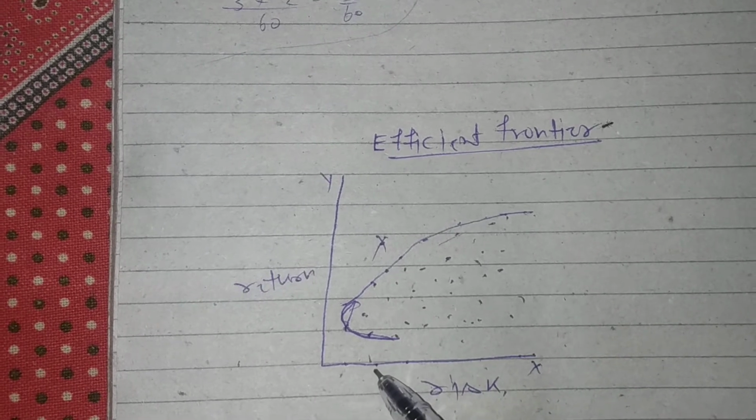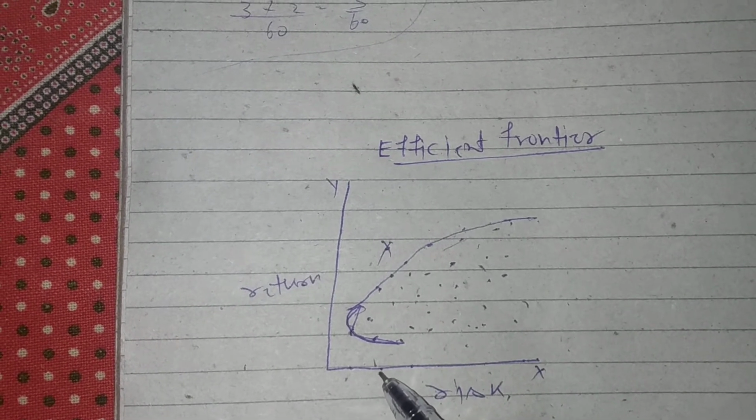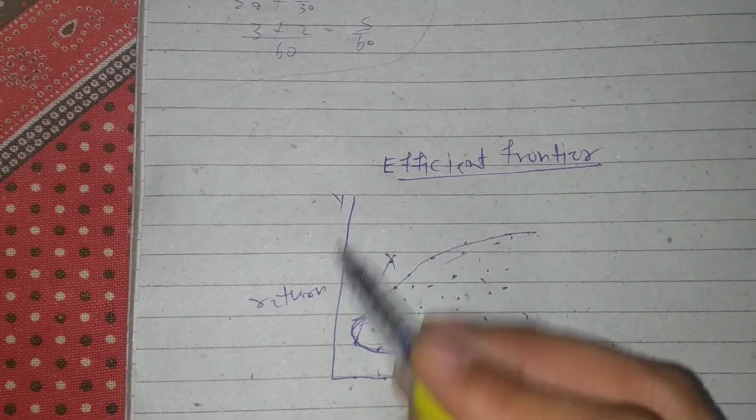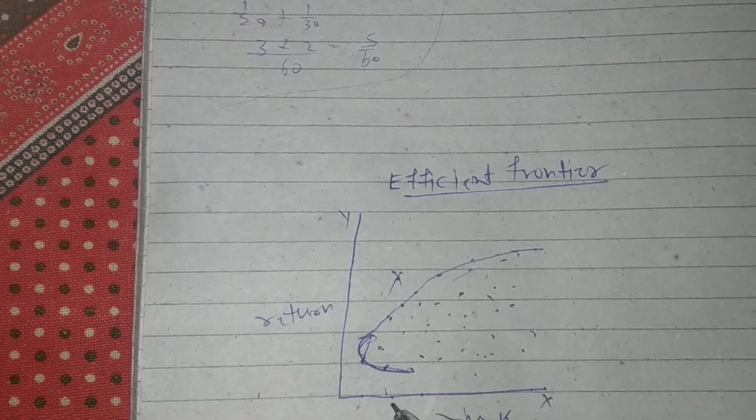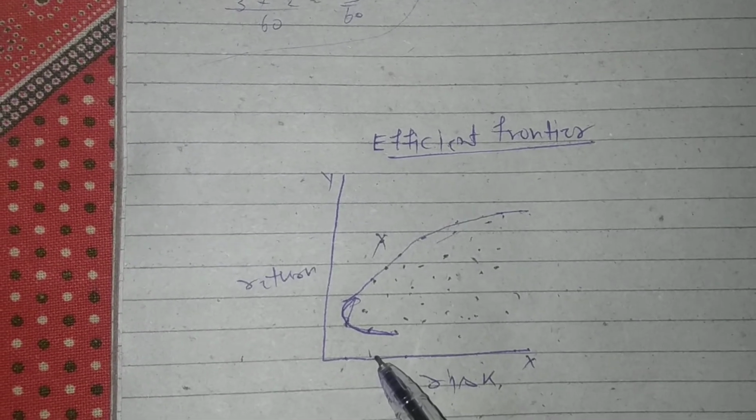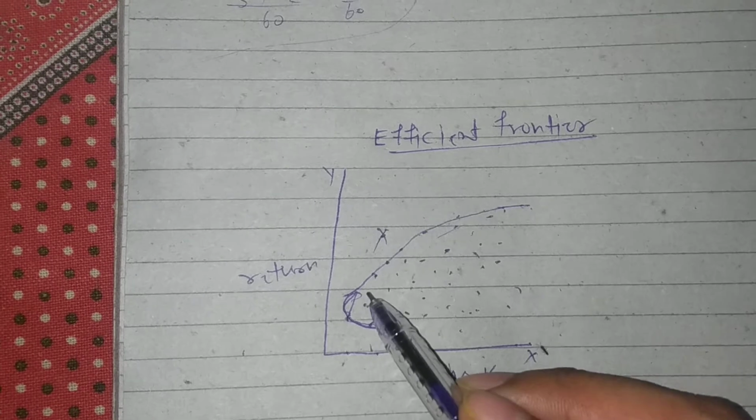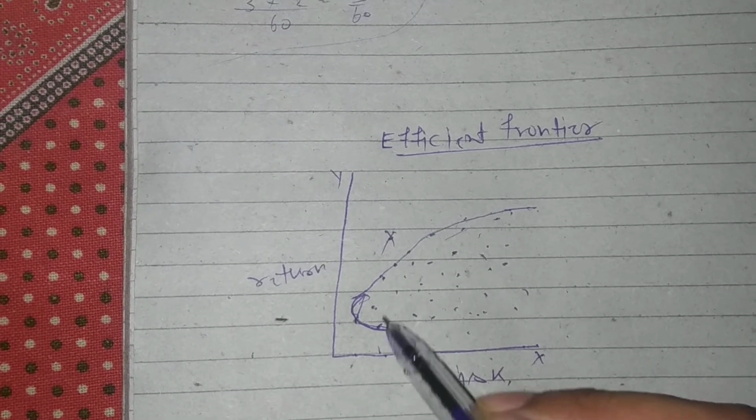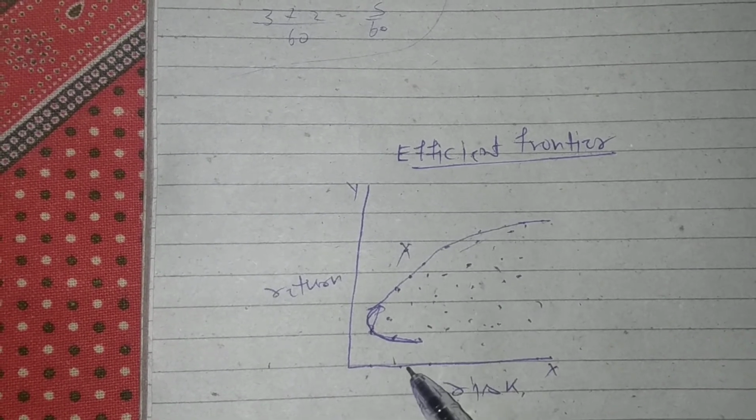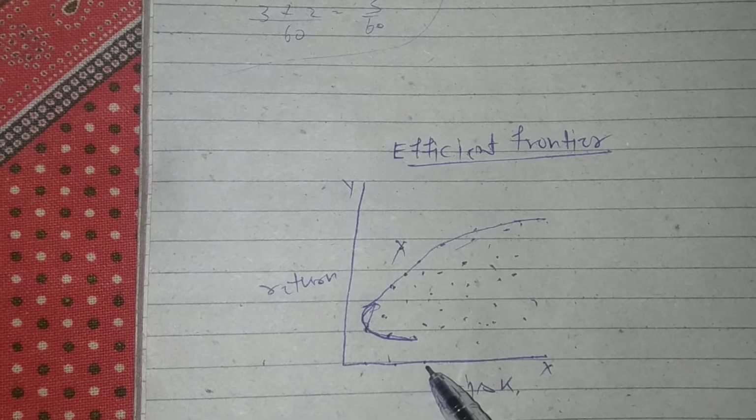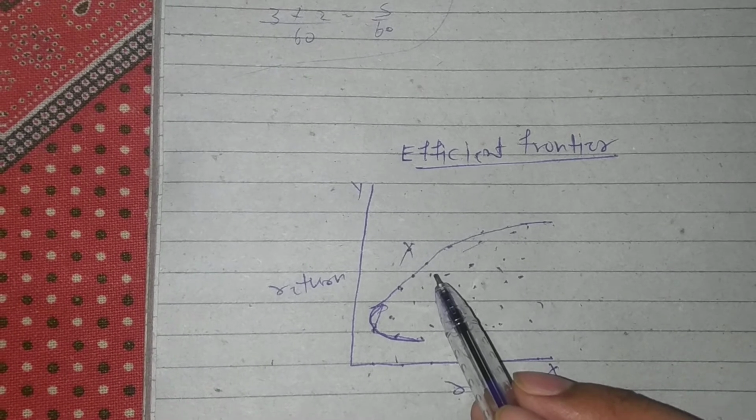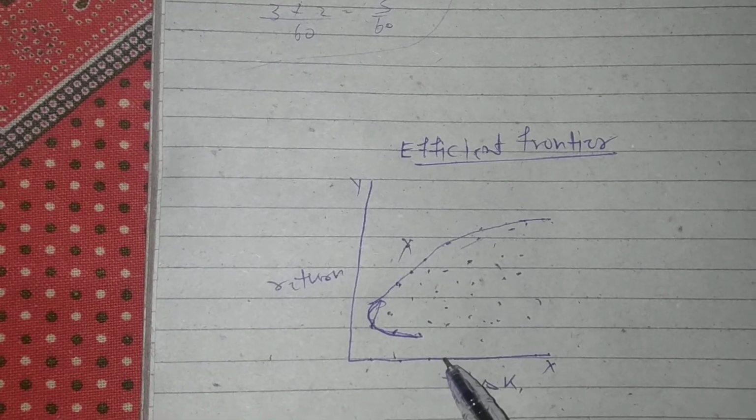So suppose an investor is willing to take this much level of risk. The X-axis represents the risk and the Y-axis represents the return, and if any investor is willing to take this much level of risk, he will choose the best return yielding security at this level. So he will invest in this security. And if any investor is willing to take more risk, he will choose the best available security yielding maximum return on this level of risk.